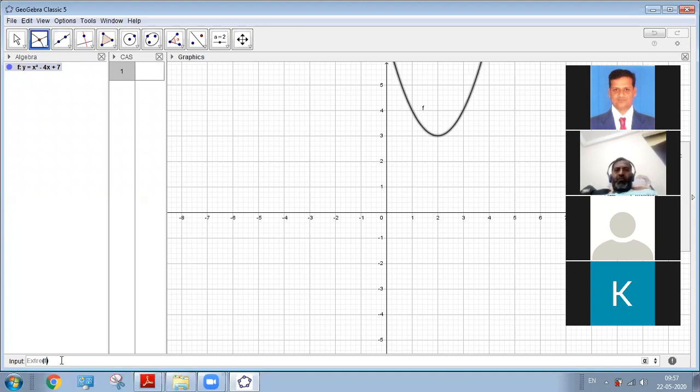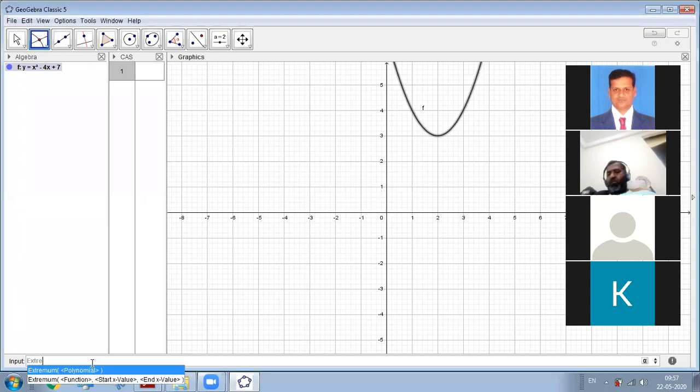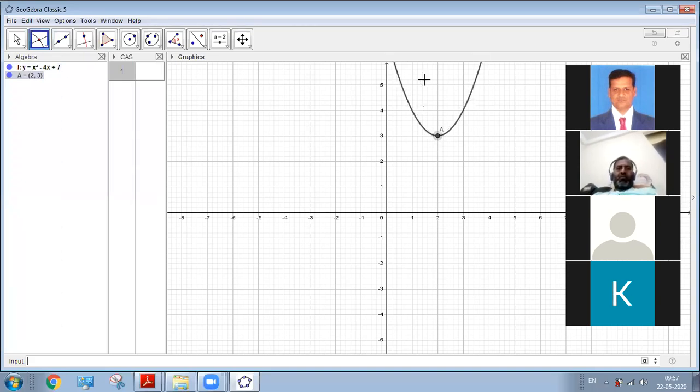Extremum of f. So 2 comes out. So here it has got the minimum value. It has no maximum value because it keeps increasing on the left side as well as on the right side. There is no maximum value for this function.